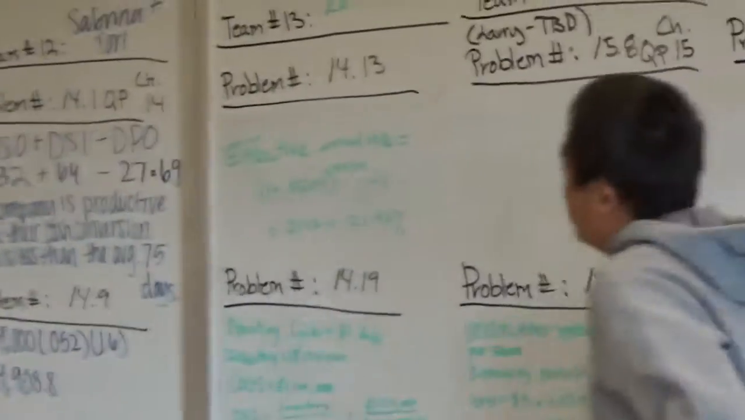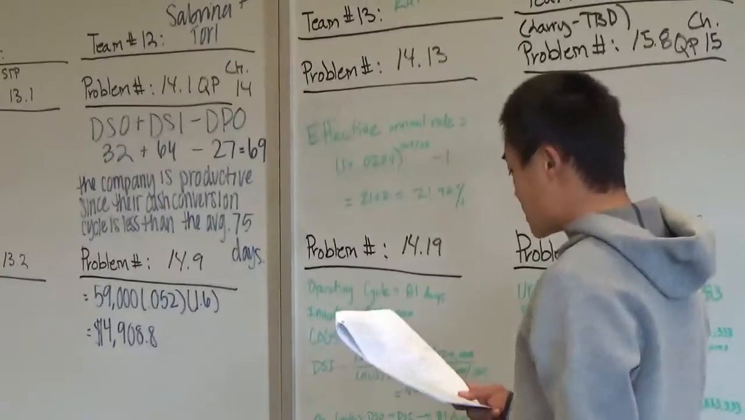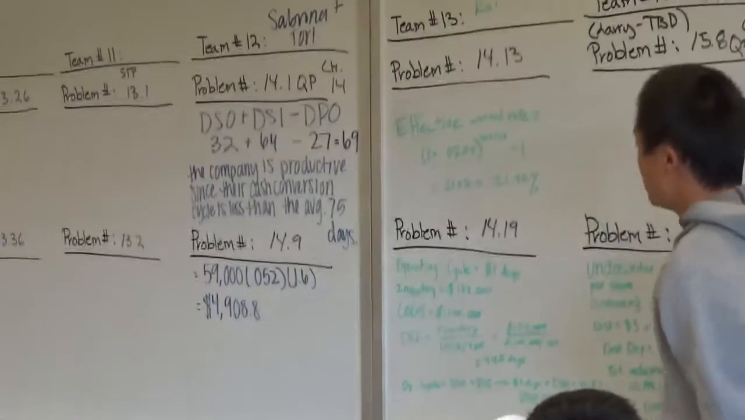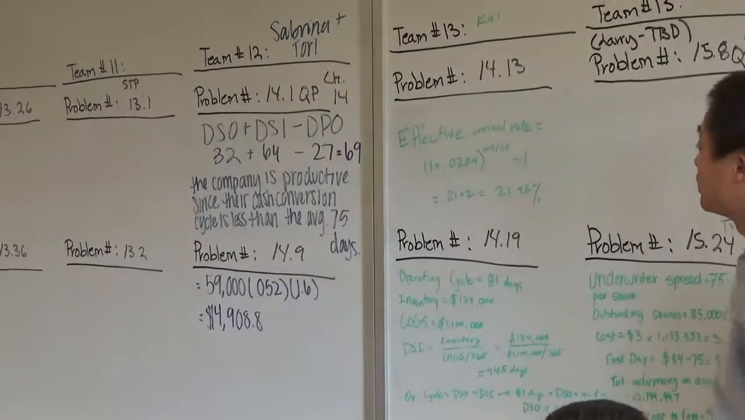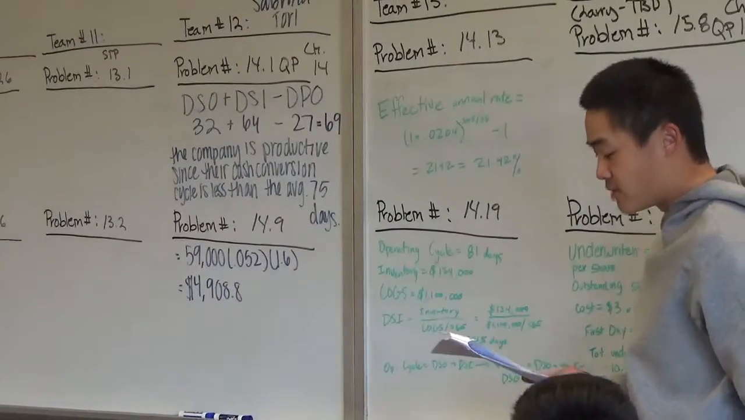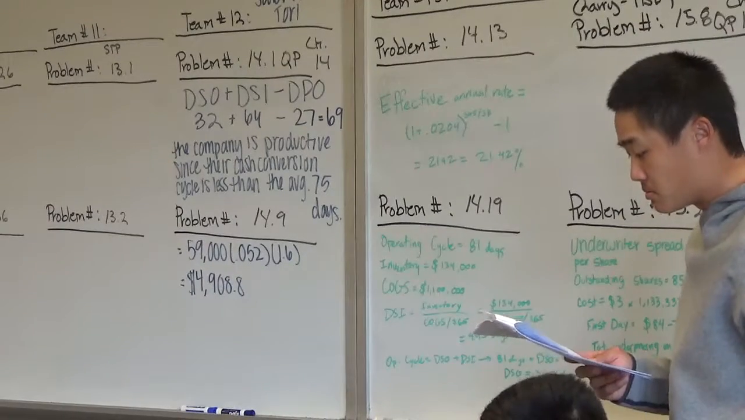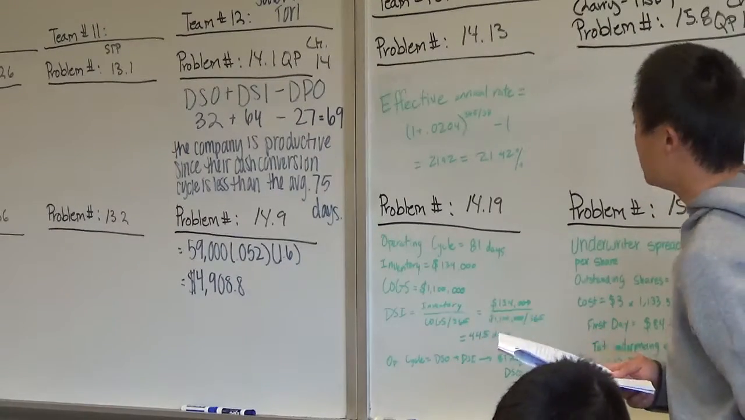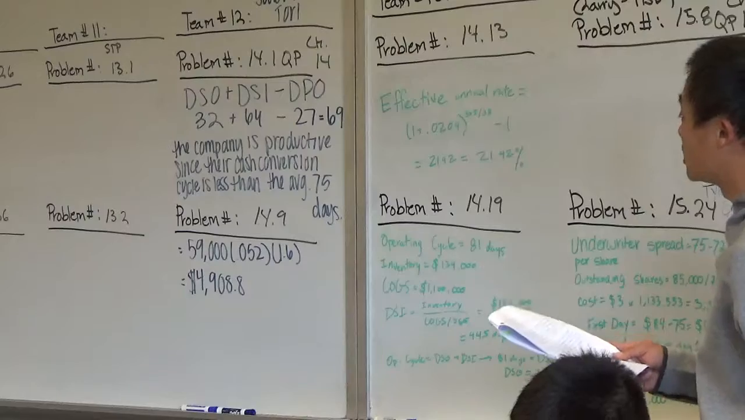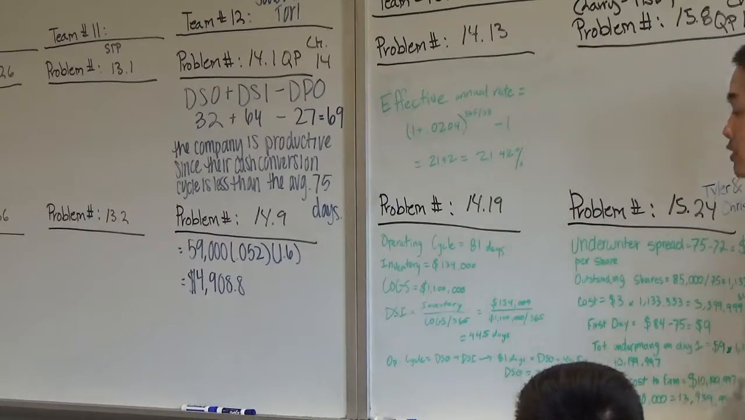And then we did 14.13, and it's asking for the effective annual rate. So you take 1 plus 0.0204 to the power of 365 divided by 38. That's how many days it's allowing for the collection period. Then minus 1, and then we get 0.2142, which is equal to 21.42%.